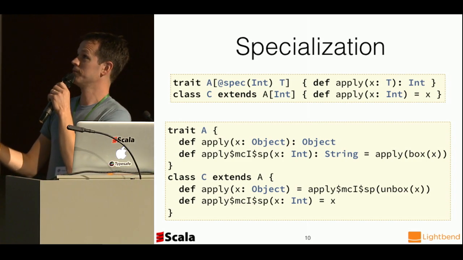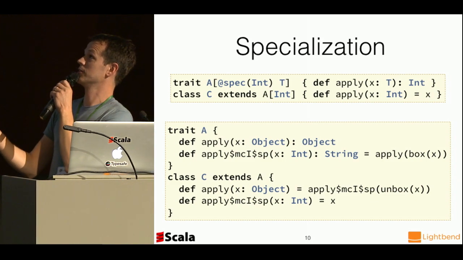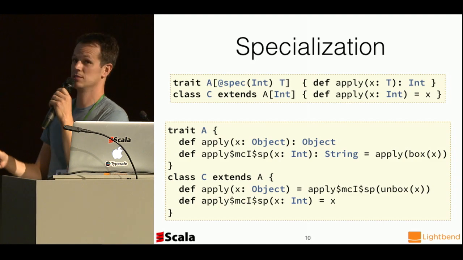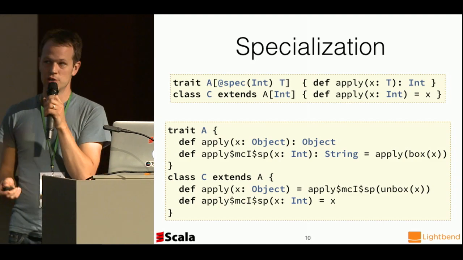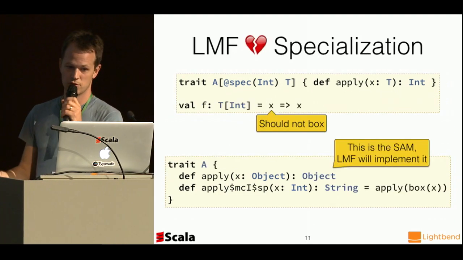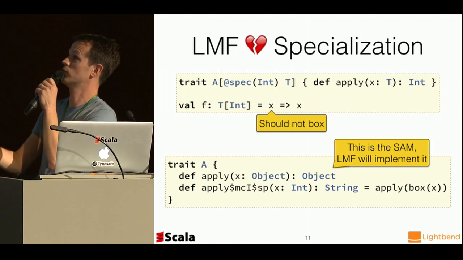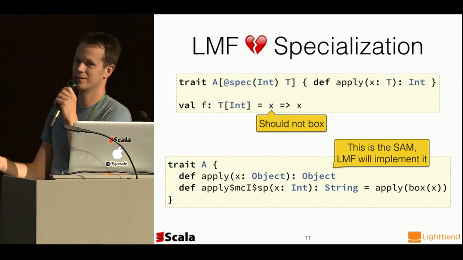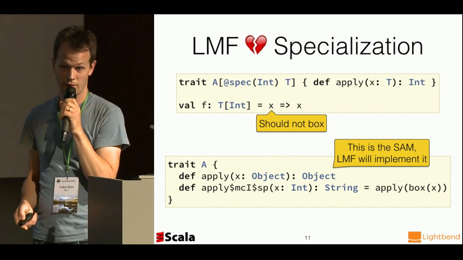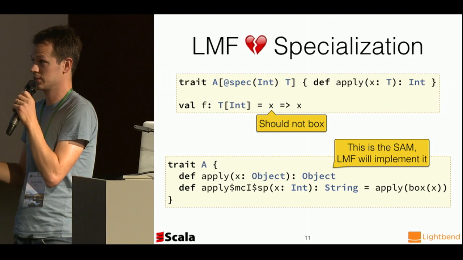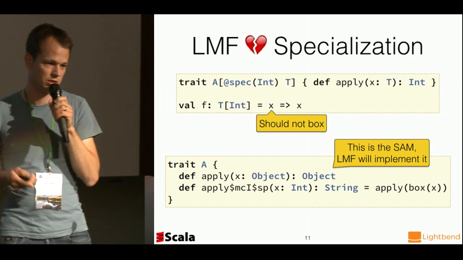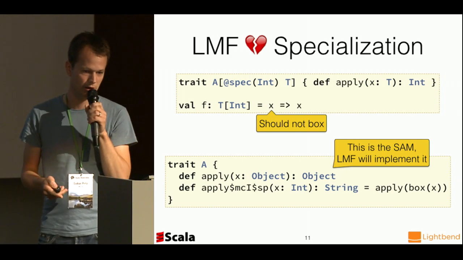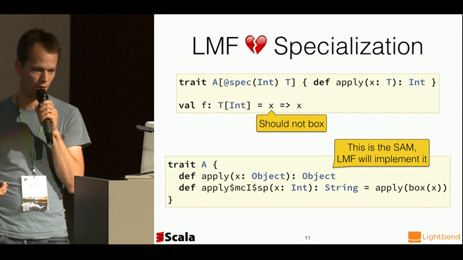So the problem here with using Lambda meta factory for this SAM trait A is that the abstract method is the generic one, right? So if we just create a lambda here for a t, then this is the method that the Lambda meta factory will implement. And the Lambda meta factory doesn't know anything about our specialization, and that means every call to this function here will incur boxing, which is of course a problem.